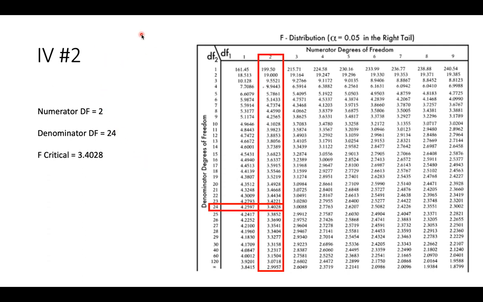Then variable 2 had 2 degrees of freedom in the numerator. So we bounce over to this 2 column. It had the same, obviously, 24 denominator degrees of freedom. They always will. And so we just move over 1 column, and now we have a smaller critical value of 3.4028 for variable 2. And then this stays the same for the interaction because the interaction also had 2 numerator degrees of freedom. So its critical value is also 3.4028.